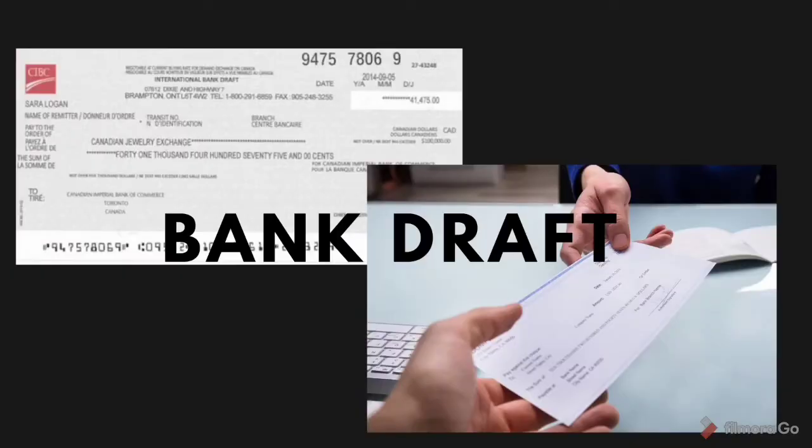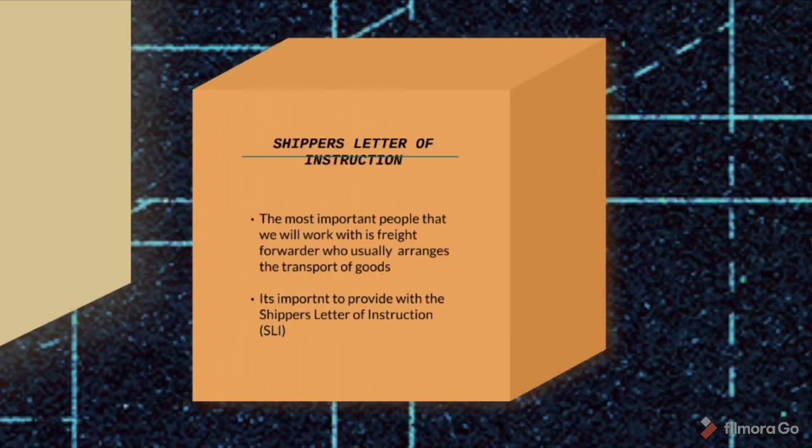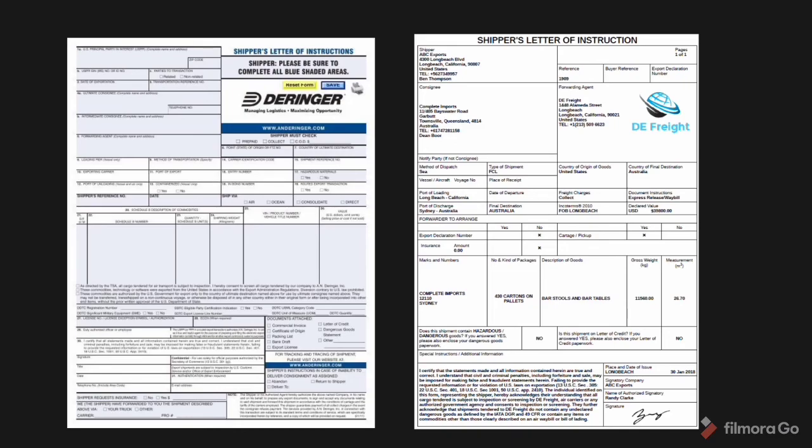After we finish the packing list documentation, it must go to a bank draft, an important part of the international sales process for transferring control of the exported goods from the seller in exchange for funds from the buyer. It's also called a documentary collection because the seller attaches various documents to a bank draft. After settling the bank draft documents, the shipper's letter is also important between the seller and the goods. It is because the freight forwarder usually arranges the transport of your goods with a carrier and helps to ensure all the details are taken care of.